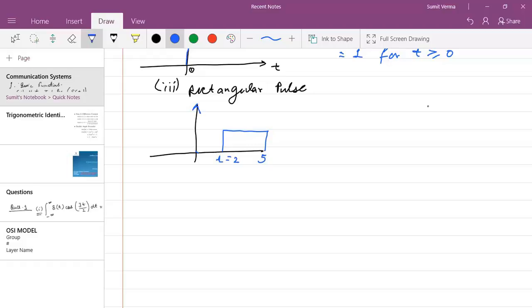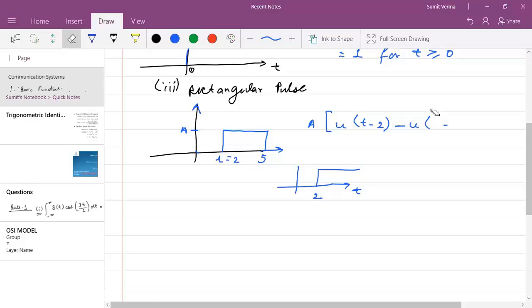If I want to write this function in terms of unit step function, if this value is a, I can write it as a times u(t minus 2), since it is starting at t equals 2. If I shift this unit step function to t equals 2, that is how the function would look. So u(t minus 2) starts at t equals 2 and goes to infinity. But I want to stop this function at t equals 5 seconds, so I'll subtract a unit step function starting at t equals 5.